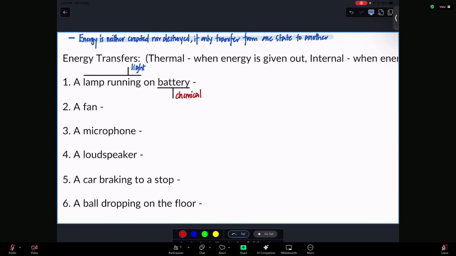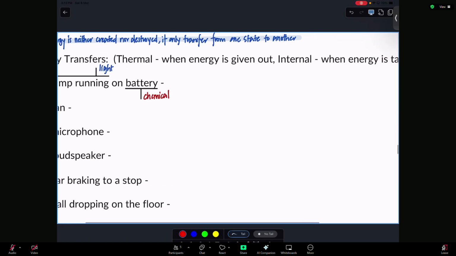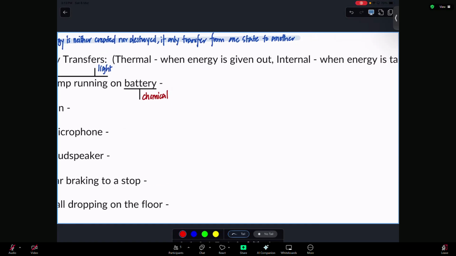At A levels again, you'll have to completely forget the word heat. So it's actually thermal and internal. There are two words out there. I've written that on the top. Thermal is when energy is given out, and internal is when the energy is taken in. So I'll explain that with examples. Right. So how does thermal work? If I touch the wall right now, there's energy transfer going on.